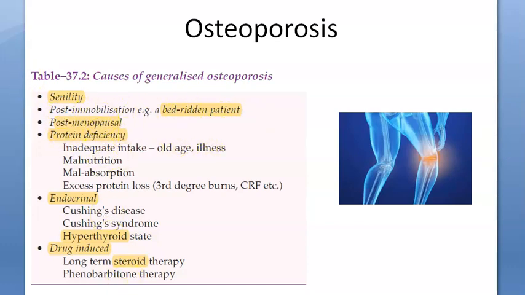Then let us say protein deficiency. If you have protein deficiency, you will have osteoporosis, right? Nothing to do with your age or menopause or bedridden status. Malnutrition, malabsorption, protein loss because of burns or CRF, which is renal failure. If there is renal failure, they are not able to hold protein, so they are losing protein. Nephrotic syndrome, nephritic syndrome, all those.